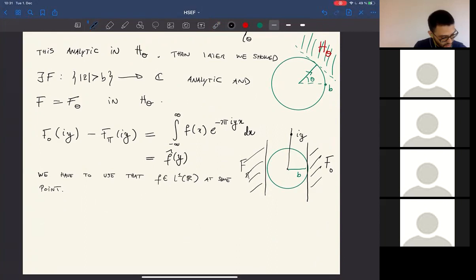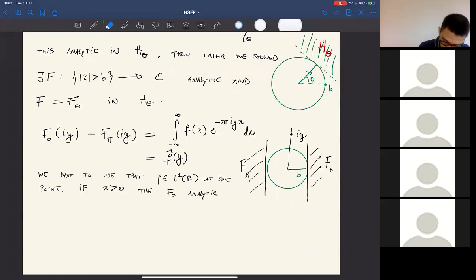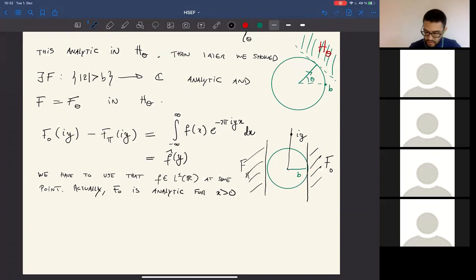You can show that, for instance, if x is positive, then F zero is actually analytic. We have to show that F zero is analytic for x positive. So I can actually extend, so F would be defined here, I can go up to all this region here and continue.